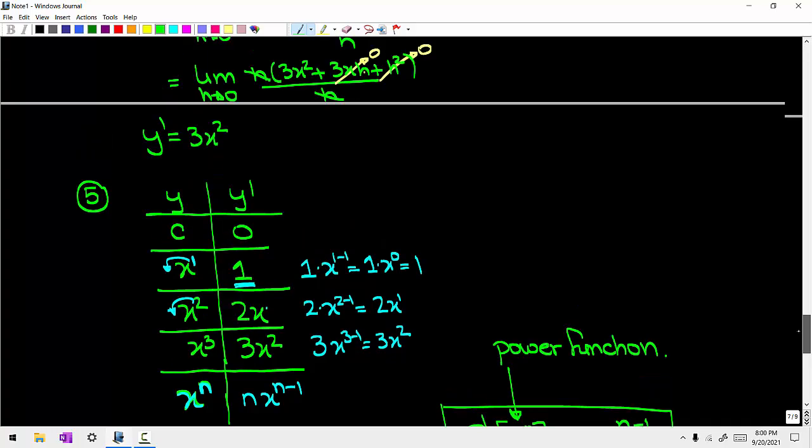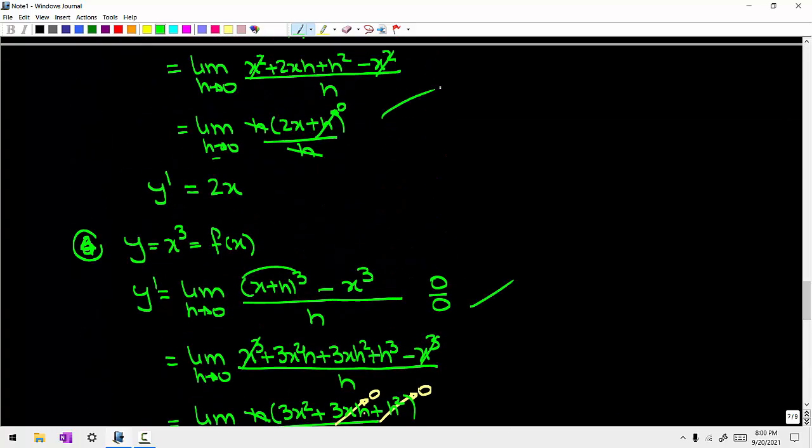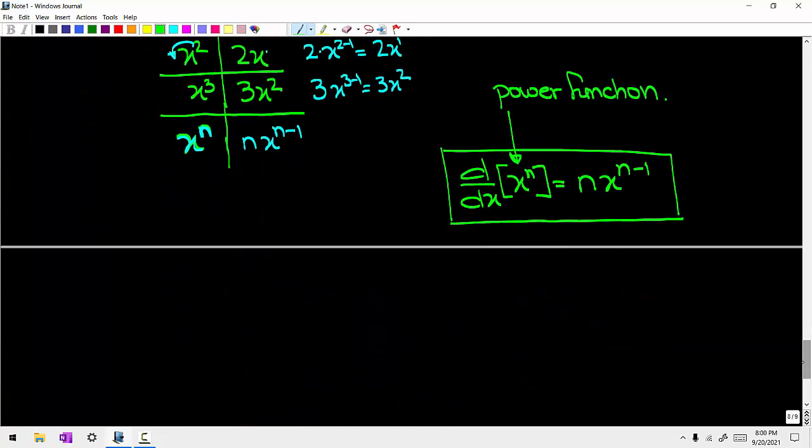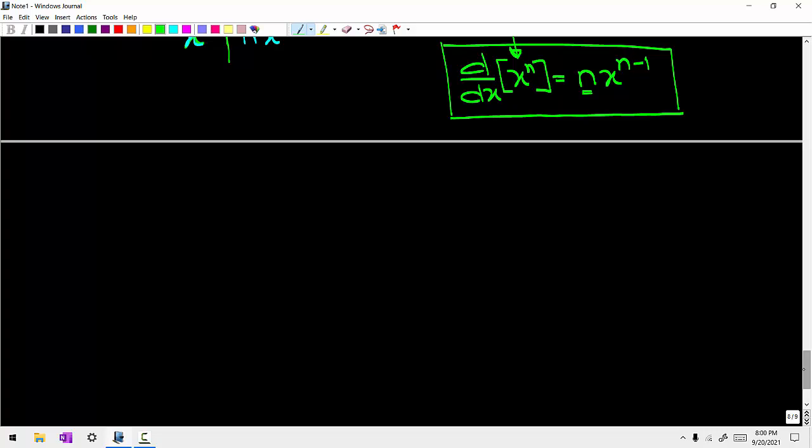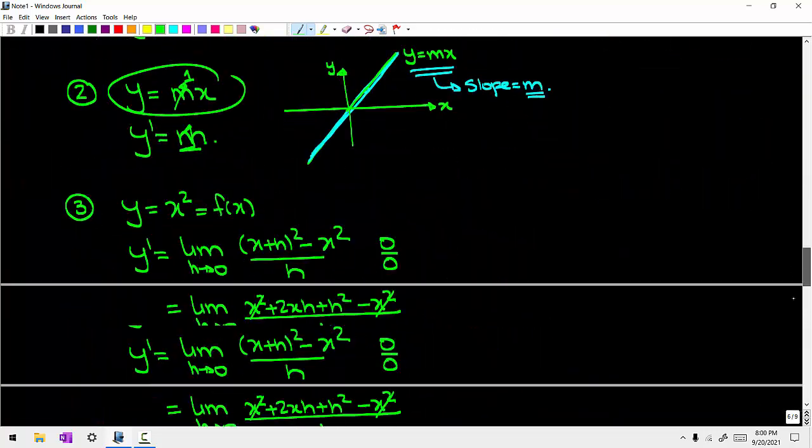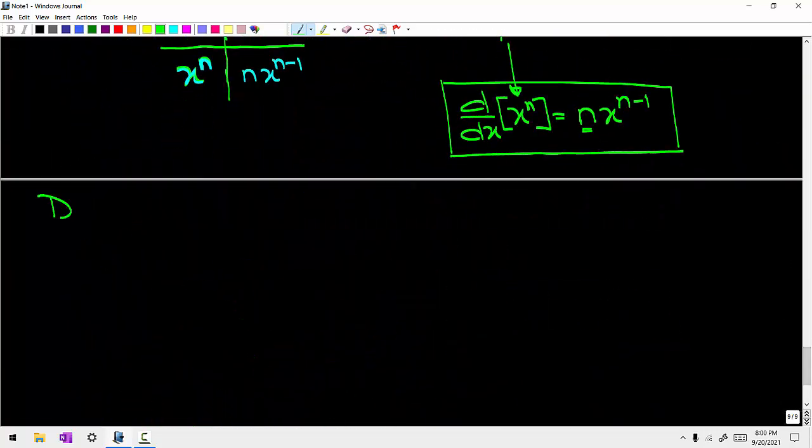So now going forward, we don't have to use these formal definitions anytime we are given a power function. We just do what we did here, bring the n in the front and decrease that. And I'll give you some examples of that in a second. But before we do that, let's take a look at some properties of derivatives.